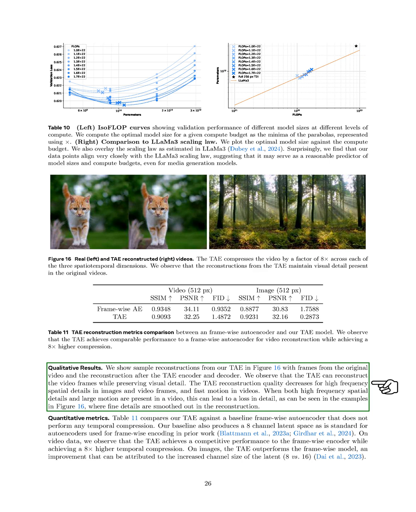In our quantitative analysis, we compare our TAE to a baseline frame-wise autoencoder that does not compress temporally. Our baseline also uses an 8-channel latent space, which is standard for frame-wise encoding. We find that the TAE performs competitively with the frame-wise encoder while achieving 13% higher temporal compression. Additionally, the TAE outperforms the frame-wise model on images, likely due to the increased channel size of the latent space.